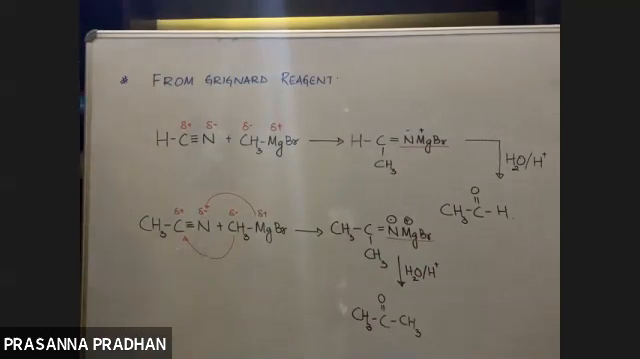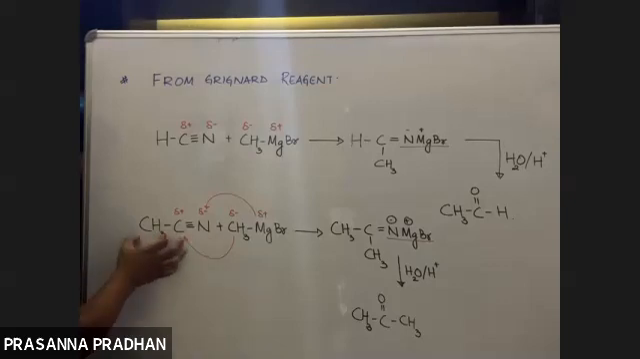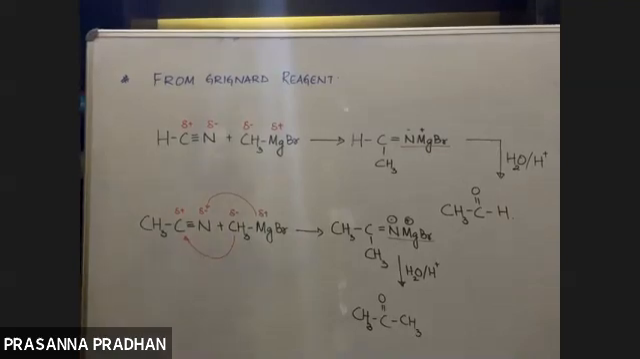So yes, Grignard reagents, when treated with hydrogen cyanide, give us aldehyde. However, on treatment with alkyl cyanides or alkyl nitriles, we get the corresponding ketone like this. Okay. So there are many methods of preparation.